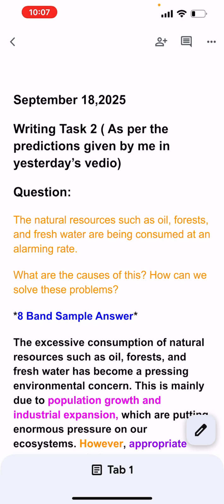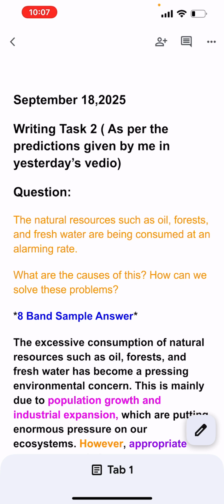So basically there is a problem, that natural resources such as oil, forest and water are being consumed enormously at an alarming rate. So they are being used a lot. So this is a problem. So the question was, what are the causes of this?